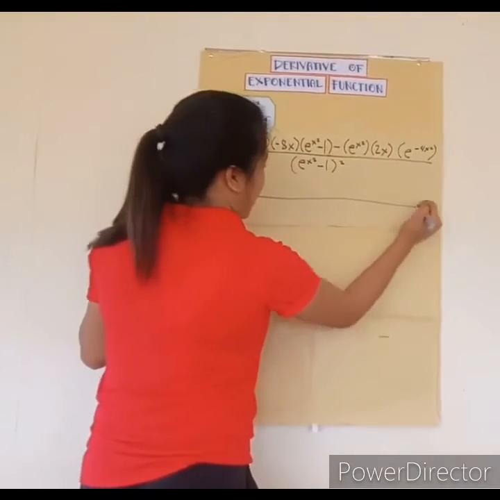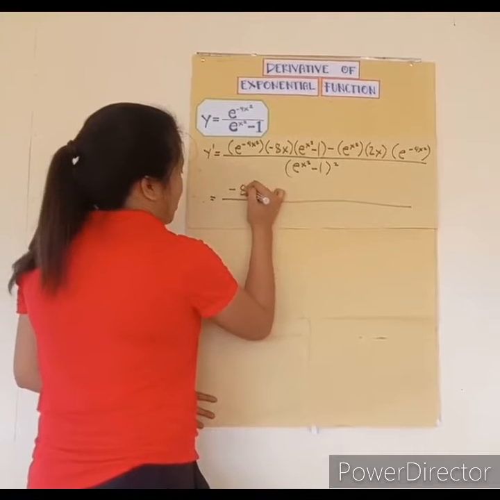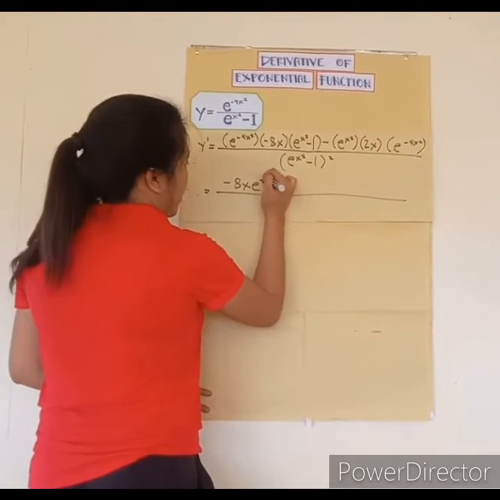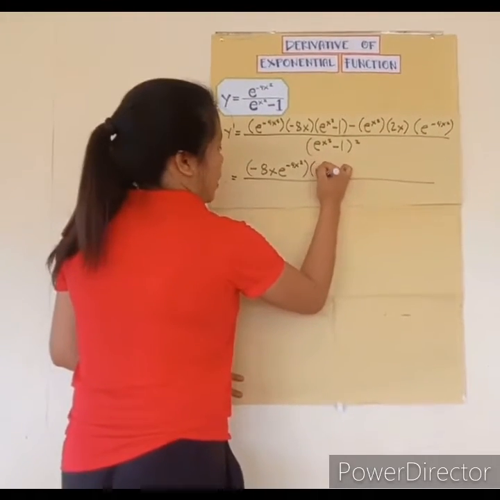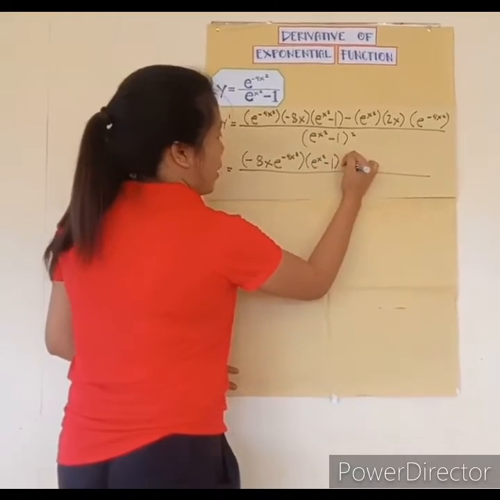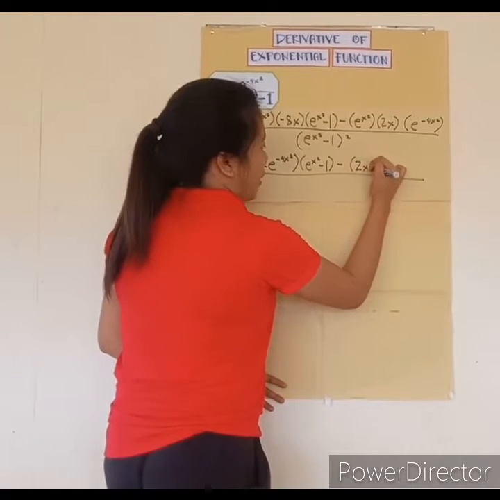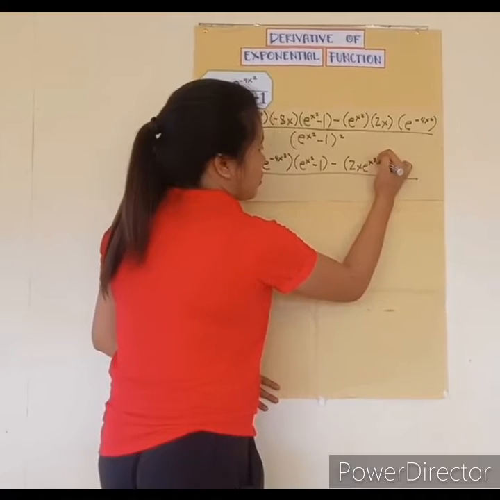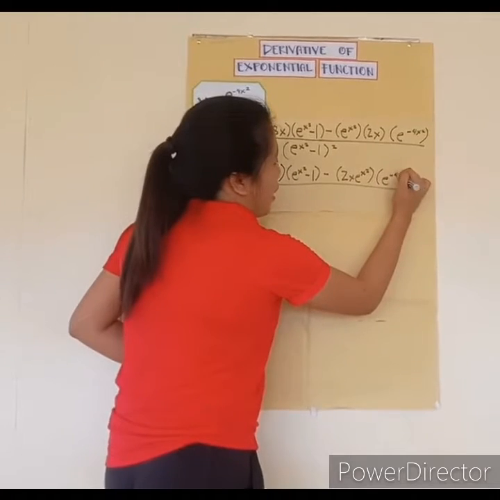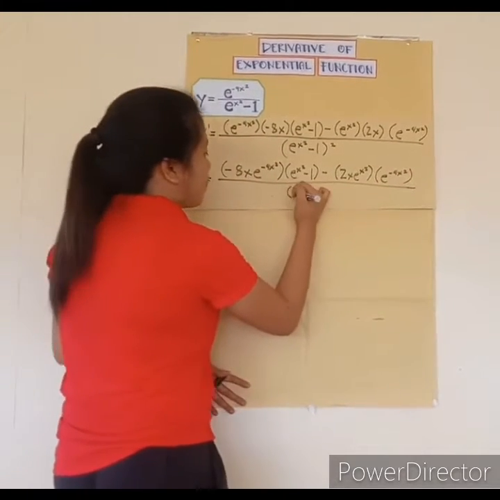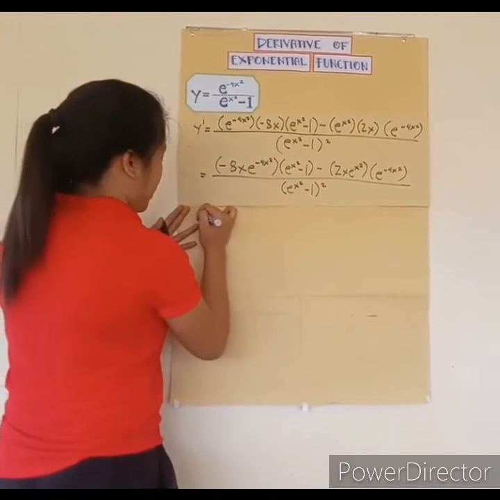And then let's simplify. It is equal to e to the power of negative 4x squared times negative 8x, which will become negative 8x e to the power of negative 4x squared, times the quantity e to the power of x squared minus 1, minus e to the power of x squared times 2x, which will become 2x e to the power of x squared times quantity e to the power of negative 4x squared, over (e to the power of x squared minus 1) quantity squared. Then let's simplify.